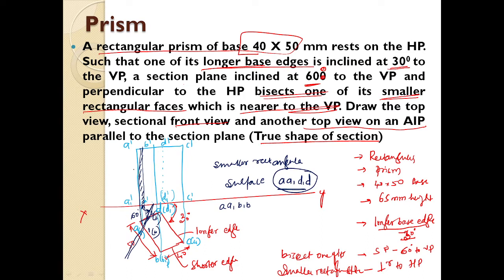Now once you got this section here, okay, let us mark the reference points 1, 2, 3, 4. Now this is what, the apparent shape, right? Now to get the true shape of the section you need to follow this: you need to draw another line parallel to the section plane.